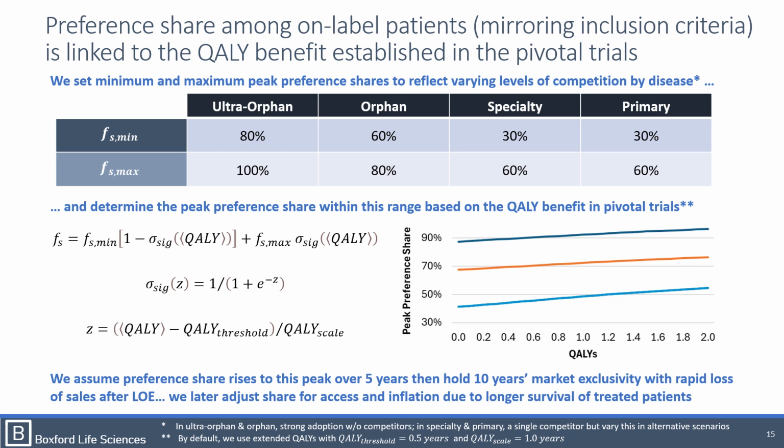We assume that preference share rises to this peak over 5 years, so a 5-year uptake, and then we have 10 years of market exclusivity with rapid loss of sales after LOE. Later, we're going to adjust all these assumptions to account for inflation effects due to the longer survival of treated patients.